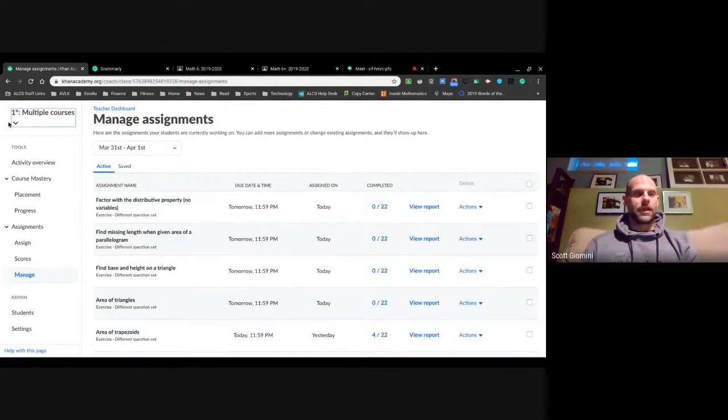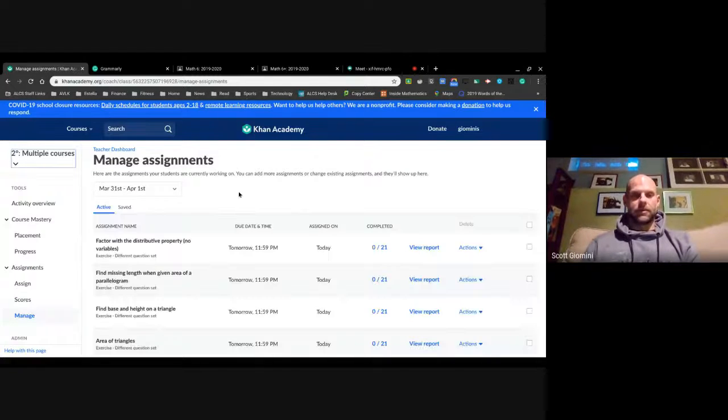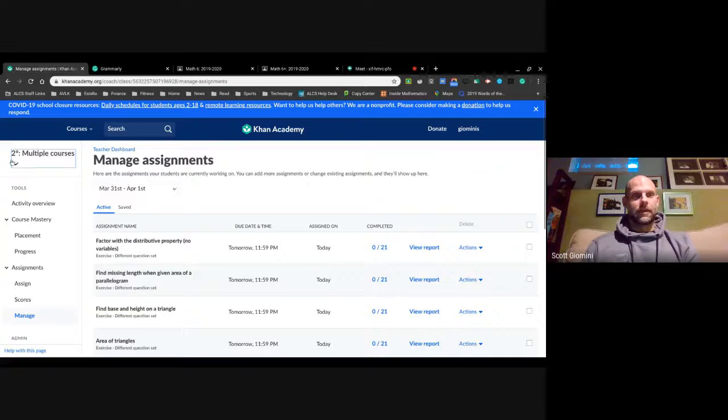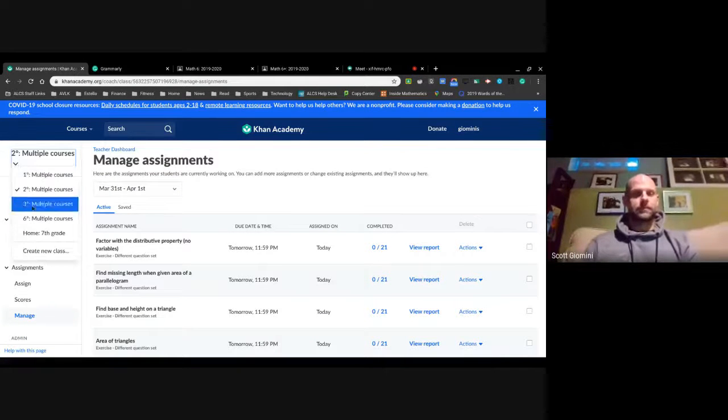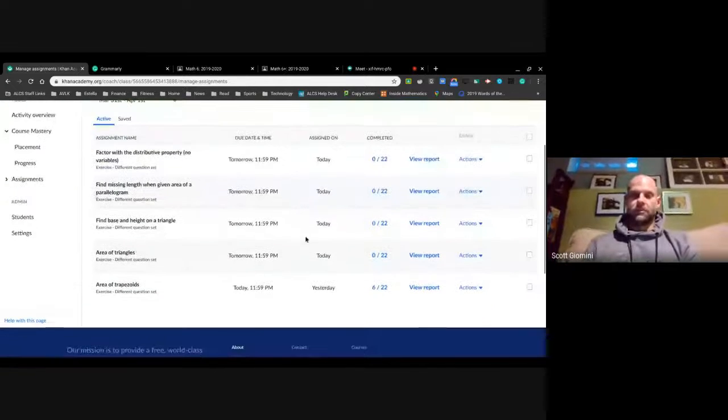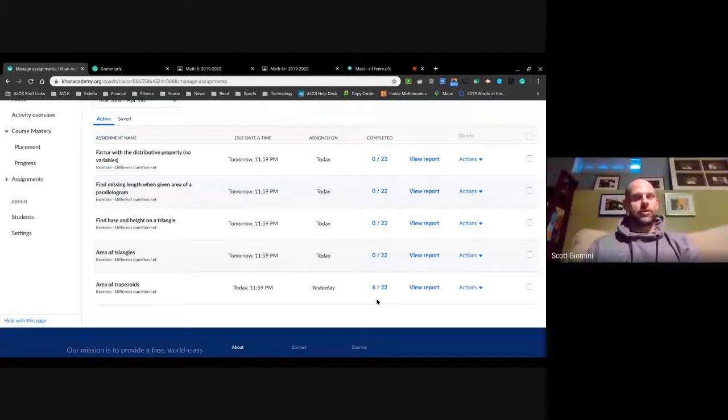If I go to second period students, look, only 2 people did area trapezoid yesterday. So you guys will have 5 Khan skills to do today. If I go to my 6th period, it was nice. 6 of you were able to get it done. That's almost a third of the class. But you will see you have these 4 skills to do.